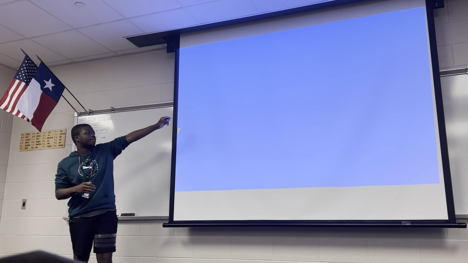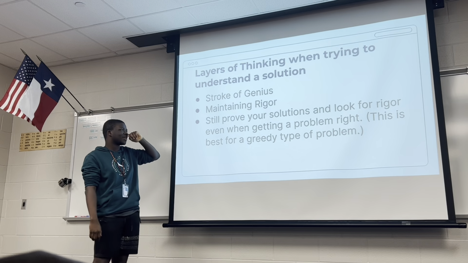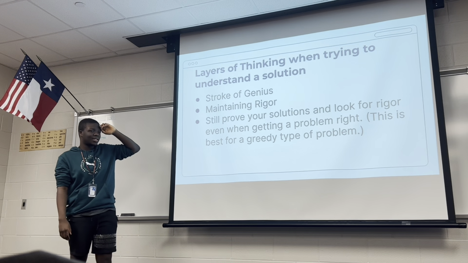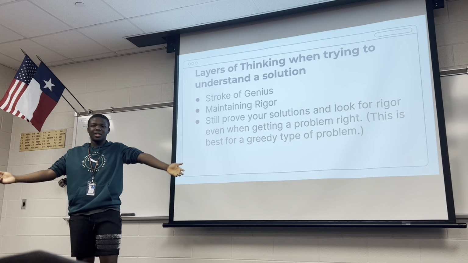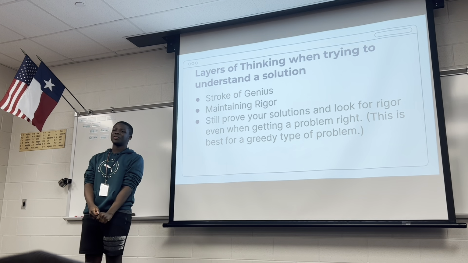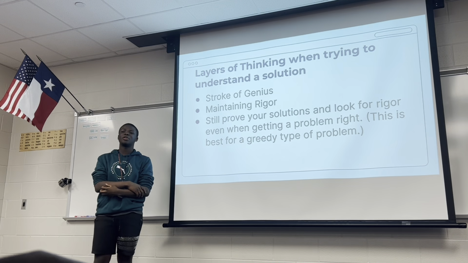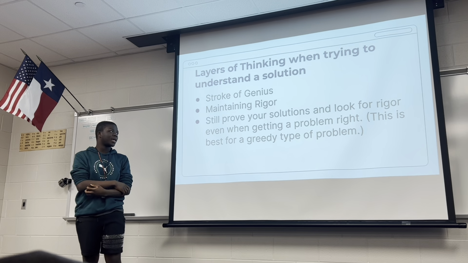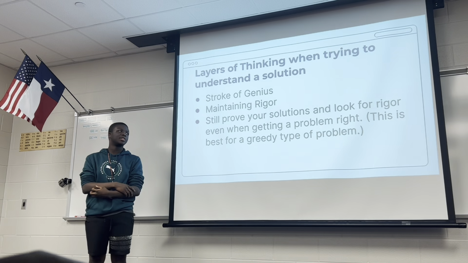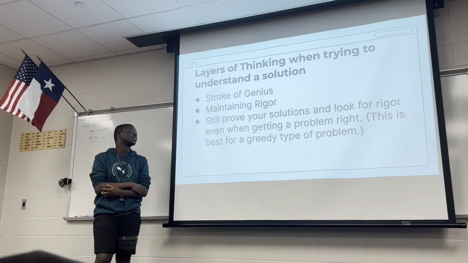And then yeah, this is a stroke of genius versus maintaining rigor. Mr. Meyer said that, and it kind of inspired me. A stroke of genius means that you sort of got lucky that day and solved the problem by accident, and you just had good intuition. But to make sure that you're not accidentally getting lucky, just make sure you're proving your solutions. This maintains rigor, so that you don't have any small gaps in your thought process. But yeah, that's pretty self-explanatory.